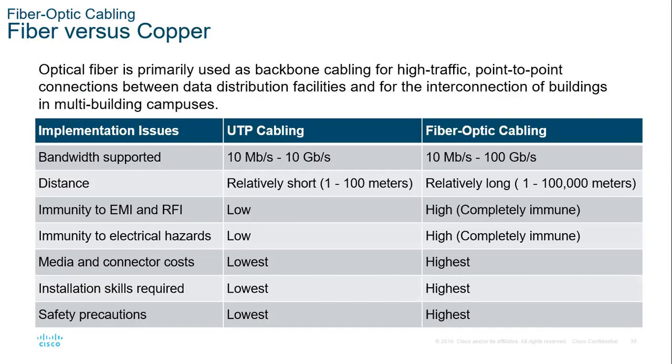Immunity to electrical hazards is low in UTP, high in fiber optic cabling. Media and connector cost is lowest in the case of UTP cabling, highest in fiber optic cabling. Installation skills required are lowest in the case of UTP cabling, highest in fiber optic cabling. Safety precautions are lowest in the case of UTP cabling, whereas in fiber optic cabling, safety precautions are very high. Highest.